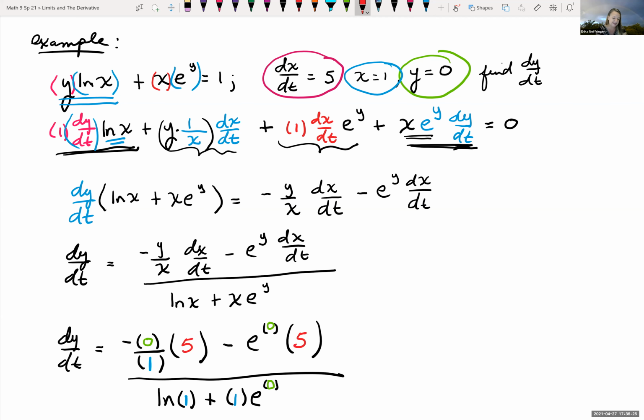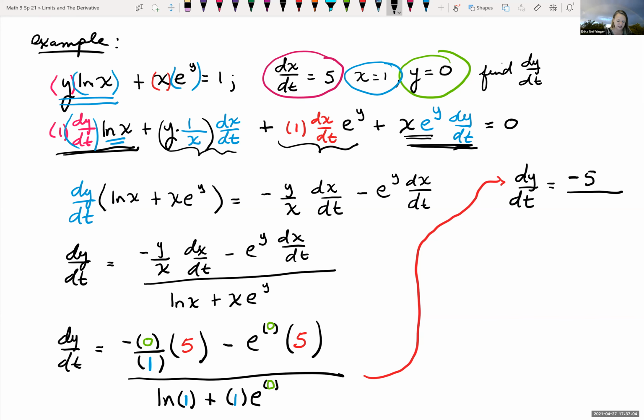Okay, so let's simplify that down. That 0 over 1, that's 0, so that negative doesn't even really matter. And 0 times 5 is 0. So we're getting our dy/dt is equal to 0 minus e to the 0. Any number raised to the 0 other than 0 is 1, so e to the 0 is 1, times this 5. So we have a negative 5 in our numerator.